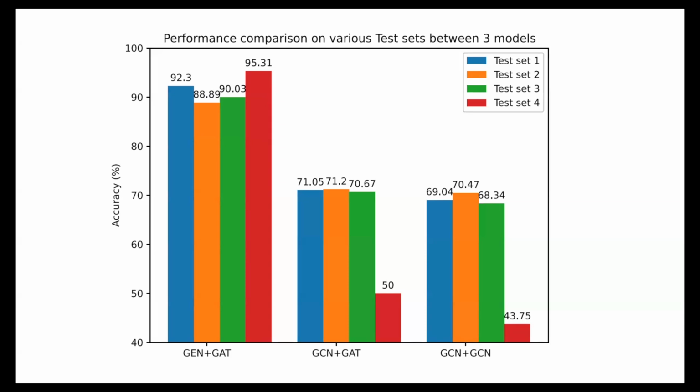And then the second point is the performance on test set 4. For the first model, we have high accuracy on test set 4, but the other two models have very low accuracy on test set 4. So it means that the GCN plus GAT and GCN models might learn determinants of planar graphs instead of learning proper graph representations.